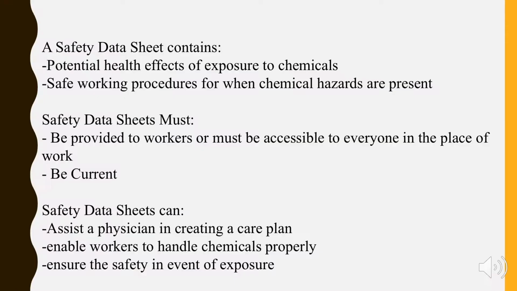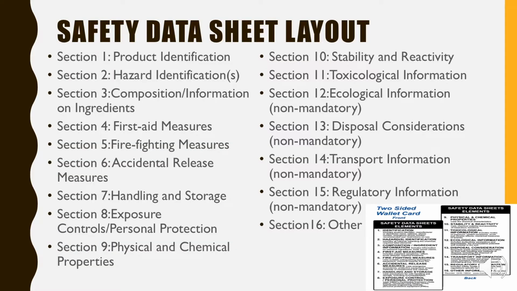So essentially, a safety data sheet contains potential health effects of exposure to chemicals and safe working procedures for when chemical hazards are present. Safety data sheets must be current and provided to workers in the workplace. Essentially, safety data sheets can also assist physicians in creating care plans and enable workers to handle chemicals properly. The safety data sheet has 16 sections, 15 of which are mandatory, and the 16th section can vary chemical to chemical. So we're just going to talk a little bit about each section.